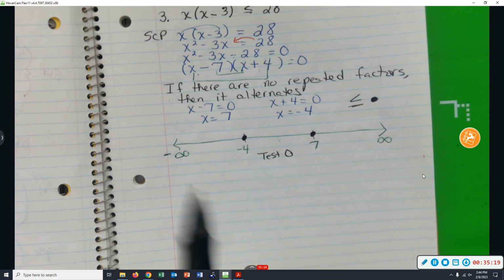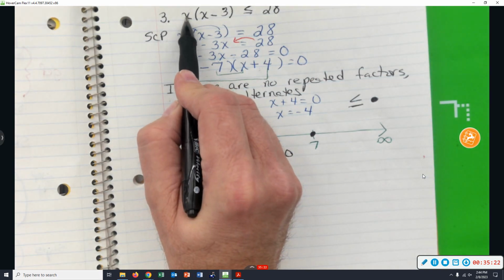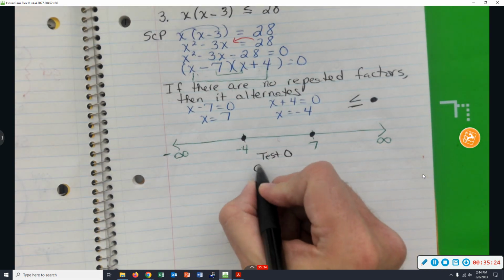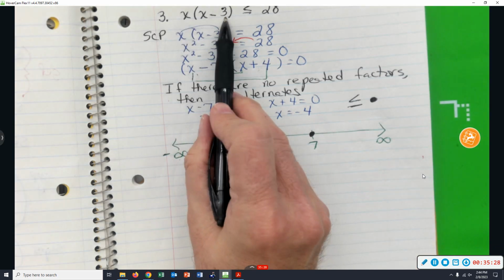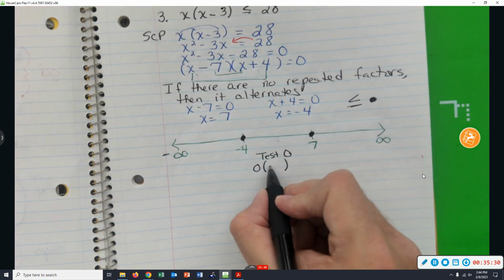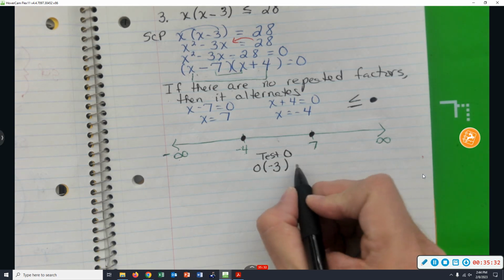Okay, plug in 0. So I'm putting a 0 in for this x. We'd have a 0. Now, what would we have in the parentheses? 0 minus 3 is negative 3.